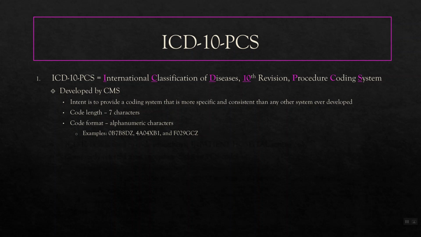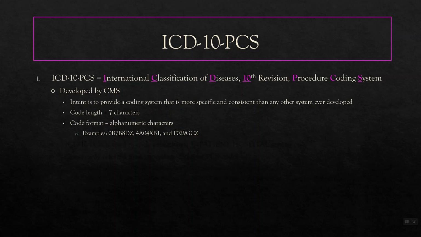So the intent behind ICD-10-PCS is to provide a coding system that is more specific and consistent than any other system ever developed. ICD-10-PCS is a brand new system, and it's going to be more detailed and consistent than any other system ever developed, because we're telling that story of the patient and we want to be detailed. So the code length here is 7 characters. It's always going to be 7 characters for ICD-10-PCS.